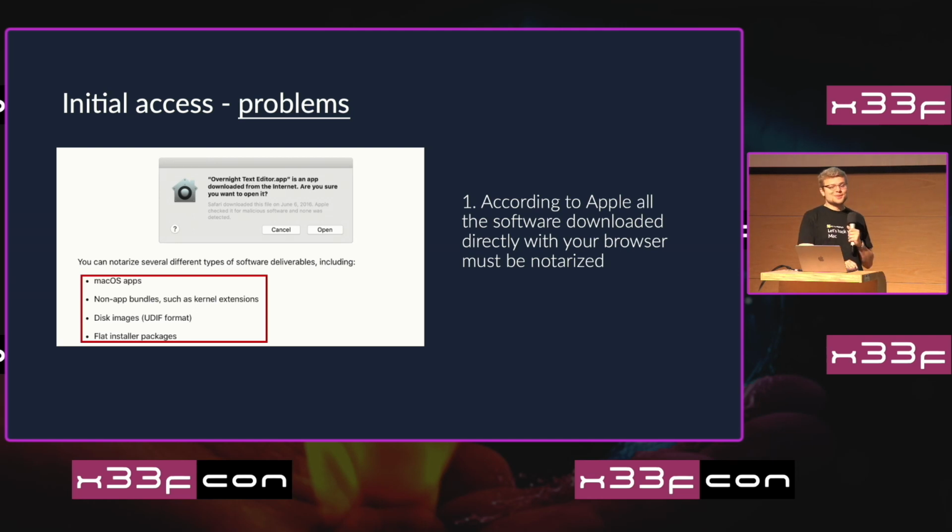So this is where the problems start. In recent years, Apple wanted to limit the applications that are downloaded directly from the internet because that was a really easy way for malware to infect users. So they started requiring notarization. And what has to be notarized? macOS applications, bundles like kernel extensions, disk images, or flat installer packages, those with the extension PKG.